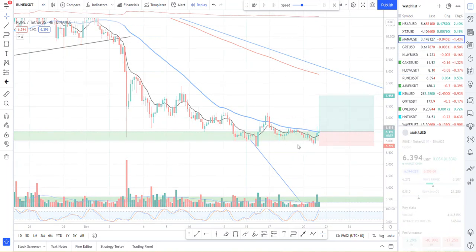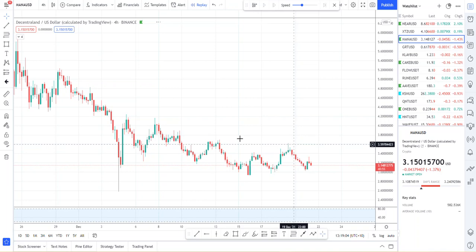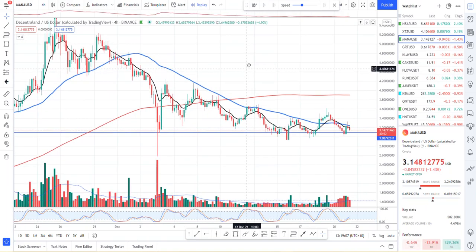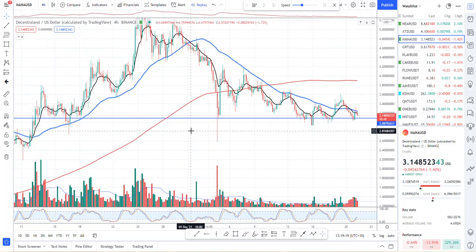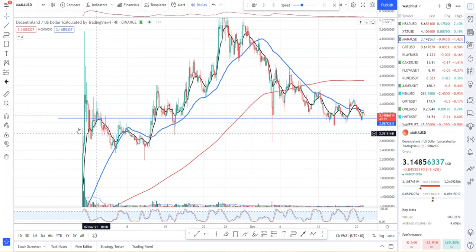I also wanted to have a look at the same kind of scenario on MANA. But so here we are. We've had the same kind of sell off sideways. And then look at this, massive engulfing off the low. Didn't actually quite make this low here. But this low here, so if we see, there's quite a bit of support and resistance.